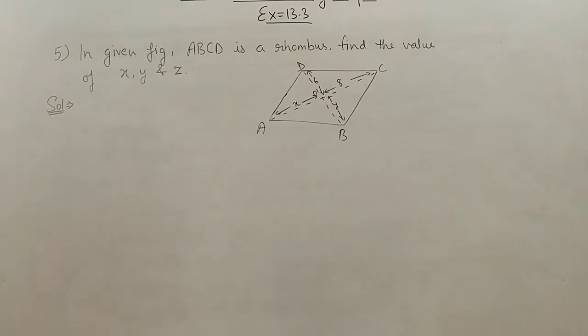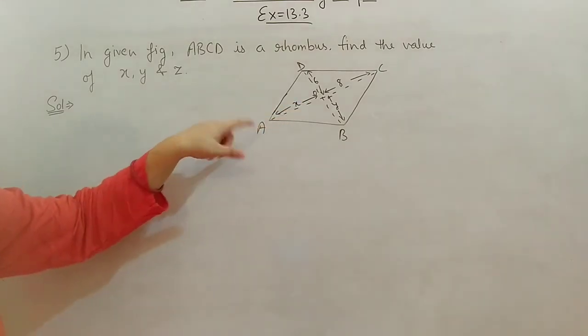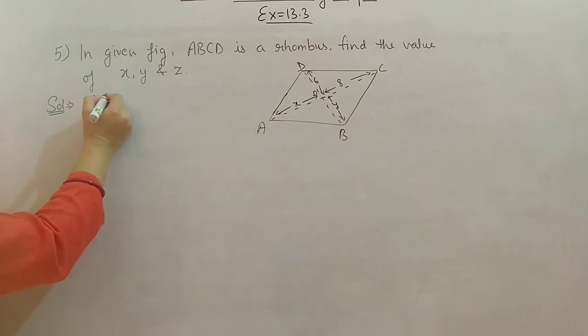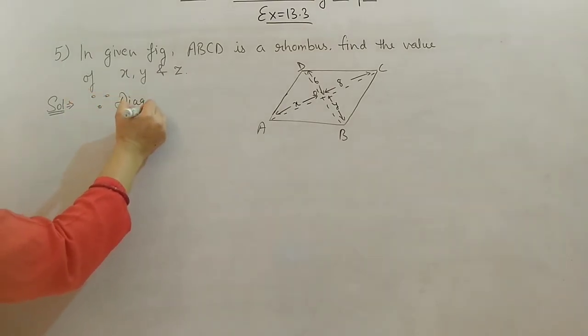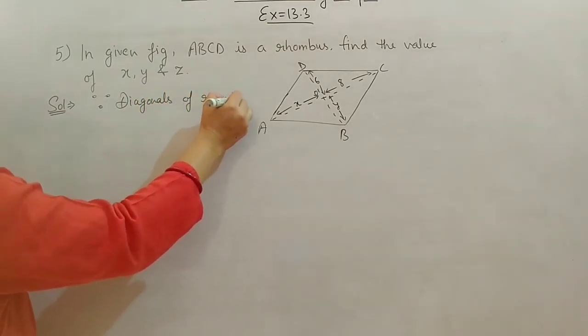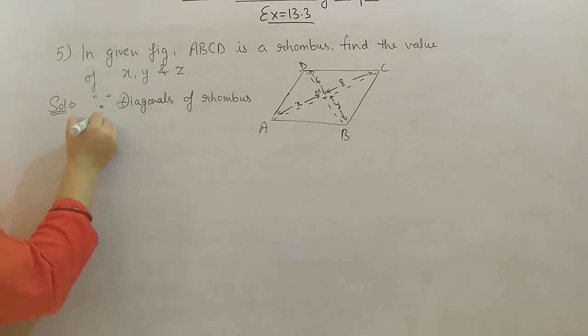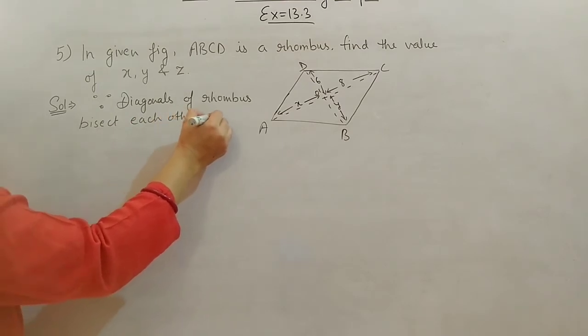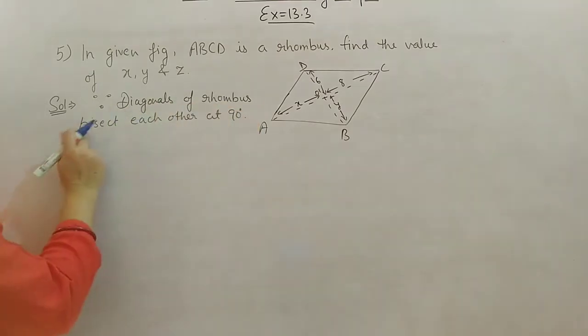Next, question number 5. In the given figure ABCD is a rhombus, find the value of x, y, z. Now because diagonals are given here, we will start with the property of diagonals. And the property of diagonals of a rhombus is diagonals will bisect each other at 90 degree. So because the diagonals of rhombus bisect each other at 90 degrees.